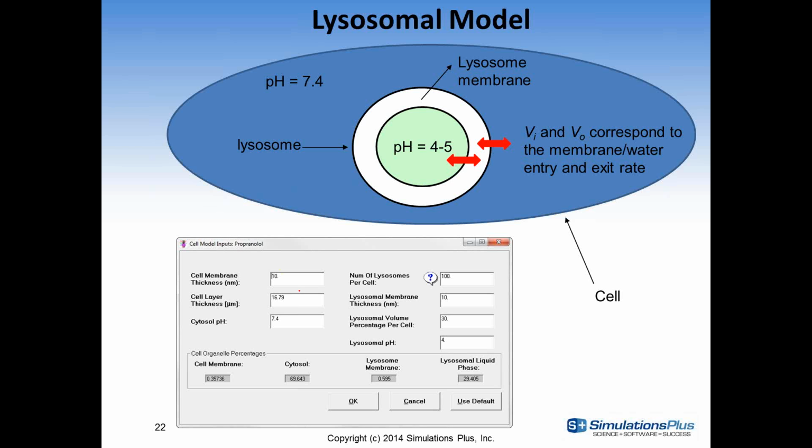So you can set up all of the parameters for this in terms of number of lysosomes, lysosomal membrane thickness, volume, and pH. And because we can change the pH, we can do a virtual experiment for any drug that we want to import into MembranePlus to see if it's logical that lysosomal trapping could be an issue.